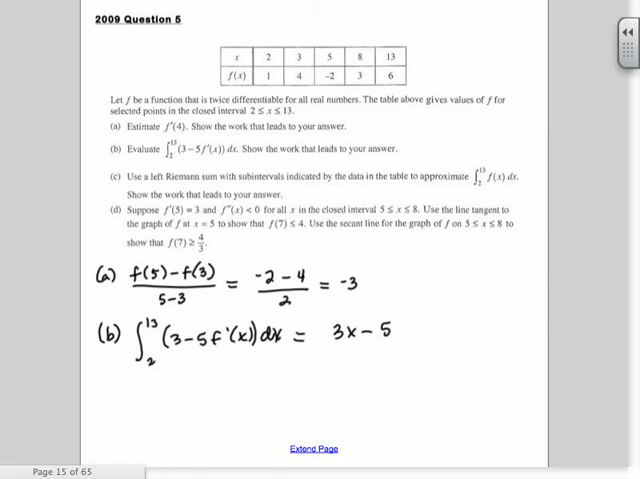And this whole thing is going to go from 2 to 13, right? Did I lose you? No. Okay, you're still with me. All right. Plug in 13. So I get 3 times 13 minus 5 times f of 13. That's the first piece. Minus, plug in 2. 3 times 2 minus 5 times f of 2.